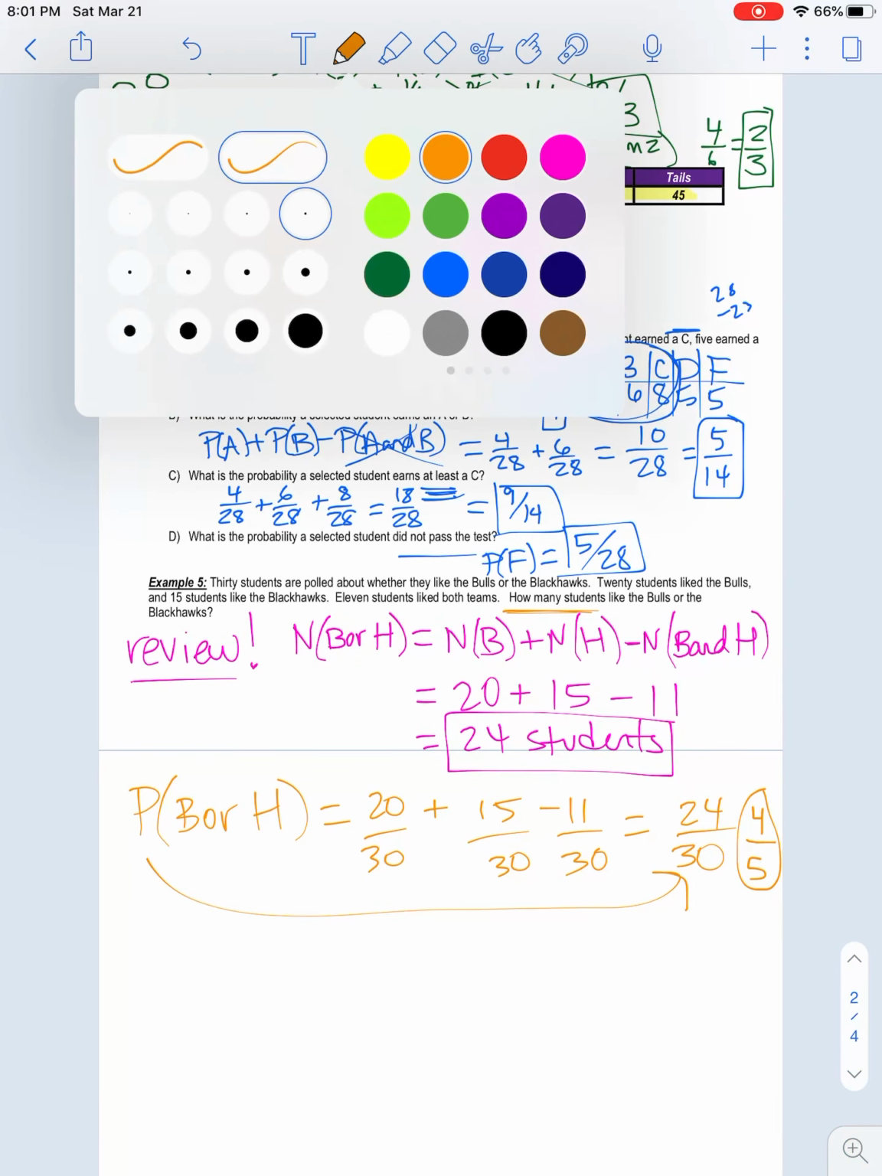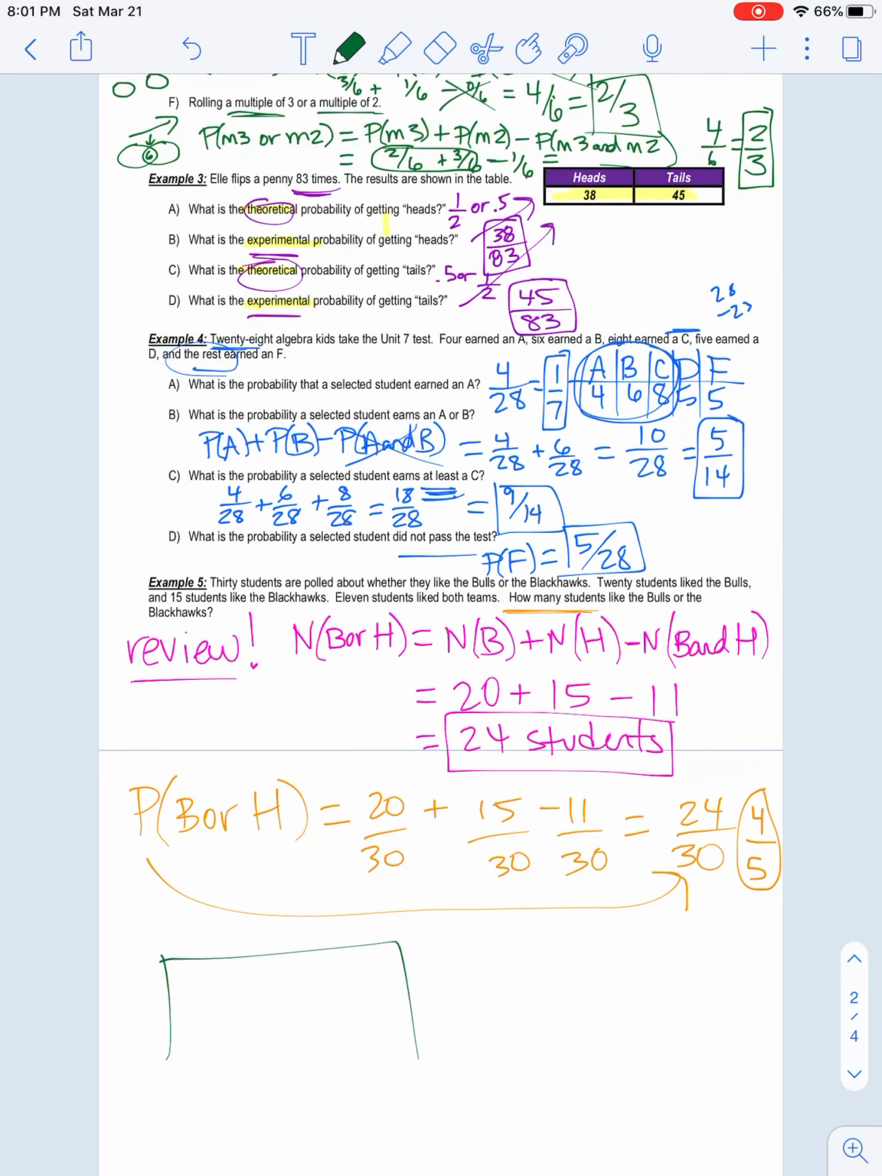One more thing is that you could have done this problem also with a picture. Bulls, Hawks, 11 like both. Bulls was 20, so this whole circle has to add to 20. If there's 11, then this is a 9. Hawks was 15. This entire circle has to add to 15, so 11 plus 4 is 15. And since this adds to 24, I know 6 would go out here, since there's a total of 30 students.